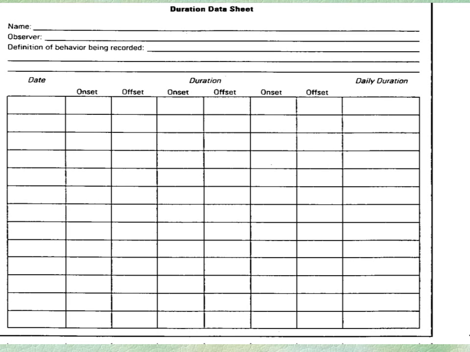Data sheets for duration and latency can be really simple. Generally, you want to record the date. Sometimes I will break down a data sheet into periods of the day. On this one, it's simply for each day, and then you record the time the behavior started, the time the behavior stopped. If you're using a stopwatch, you don't even have to record the time. You can just record the number of seconds or minutes each behavior lasted.